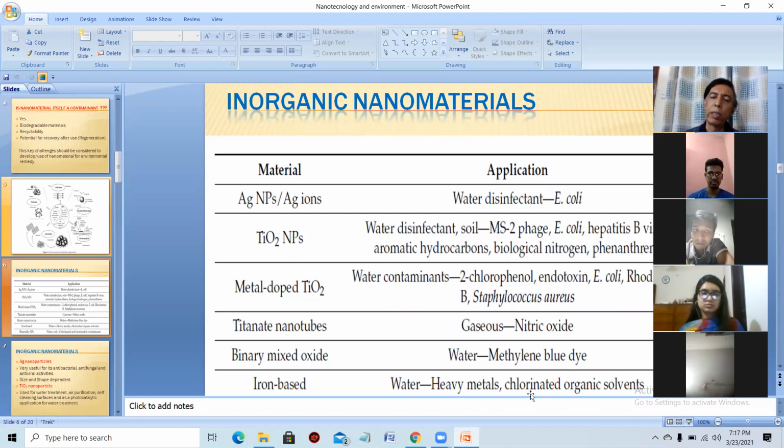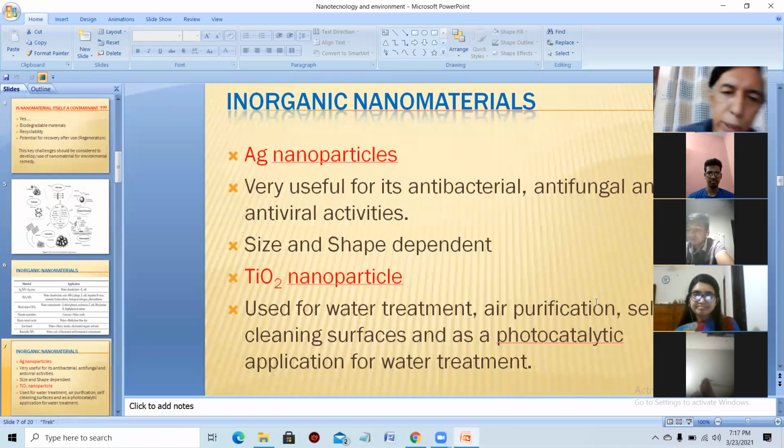That means it is actually used in the effluent treatment plant, ETP. That means the waste solution, or the wastage of an industry. This is used to treat the wastage of industry so that the industrial effluent cannot harm our environment. So these are inorganic nanomaterials. We'll see it in slightly more detail.